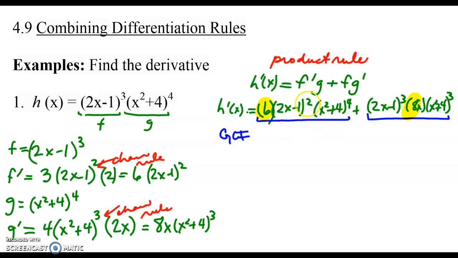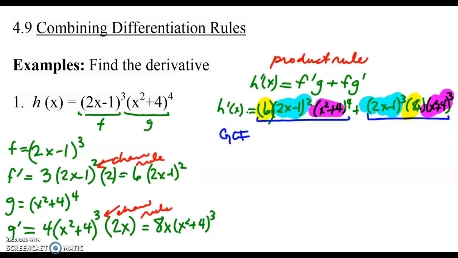Maybe I should change color. Here we've got 2x minus 1s, and here we've got 2x minus 1s. So we've got 2 of those in common there. And we've also got an x squared plus 4. Here we've got 4 of them, and here we have 3 of them, so 3 would be in common.